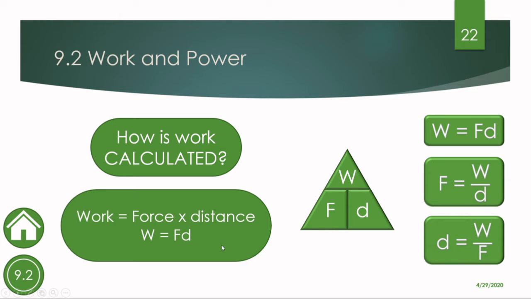Work is calculated by multiplying a force by a distance. So if you're using a force to, say, push a box across the floor, you take the amount of force that you're using in newtons and you multiply it by the distance that the box travels in meters, and those two numbers multiplied together will calculate the work.